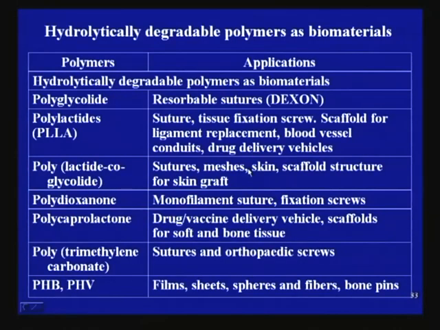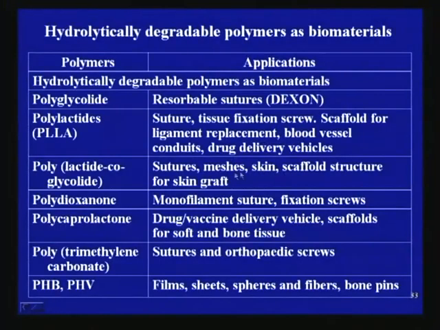Sutures, meshes for hernia repair, skin scaffold structures, or even skin grafts. Polydioxanone: monofilament suture, fixation screws. Screws are made from this polymer. You have seen the photograph of the screws used for bone fixation.